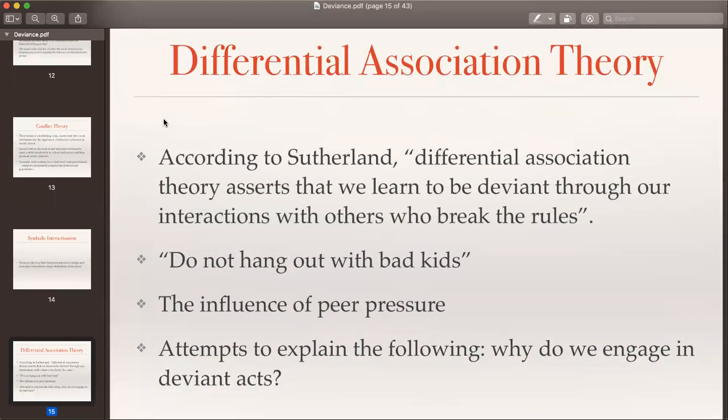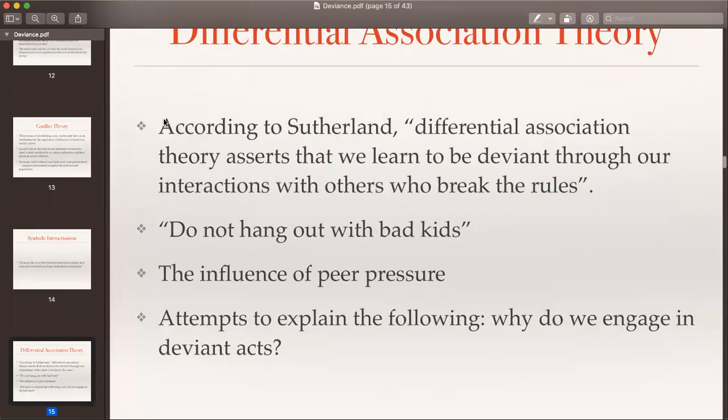We go through differential association theory as it relates to symbolic interactionism. Differential association theory, according to Sutherland, asserts that we learn to be deviant through our actions with others who break the rules. This is the idea that significant others in our lives might say, don't hang out with bad kids because then you'll become a bad kid. According to differential association theory, you're influenced by peer pressure.